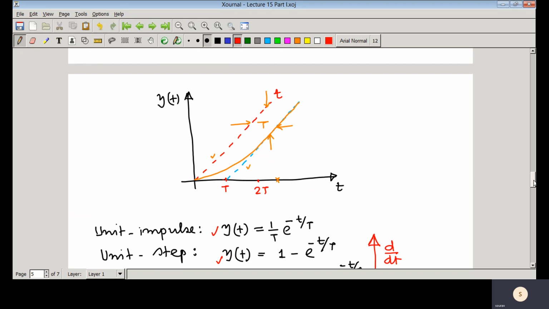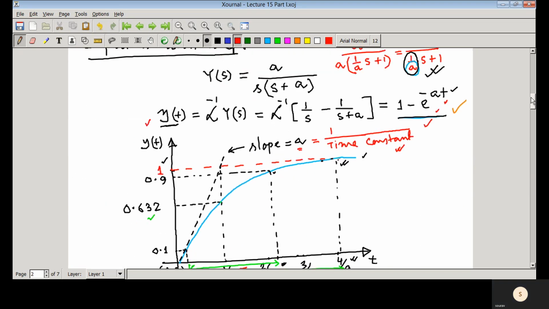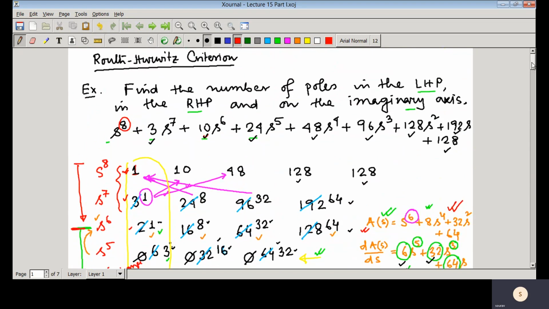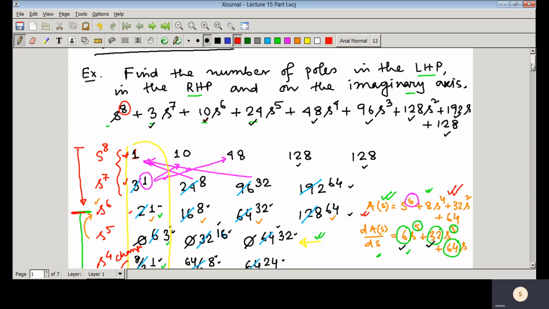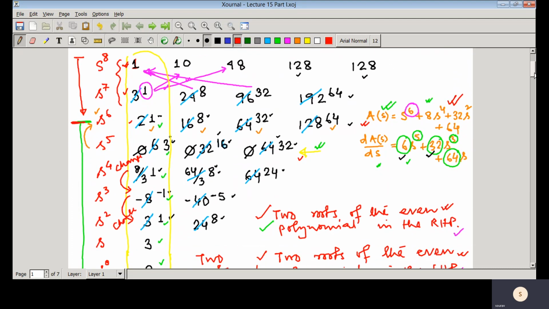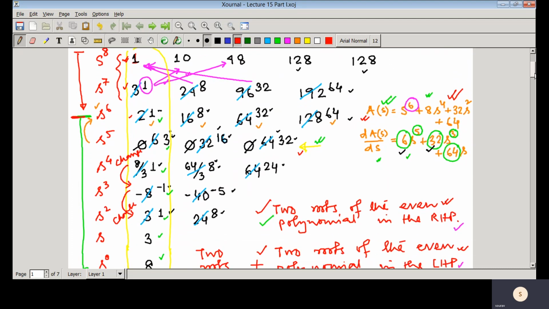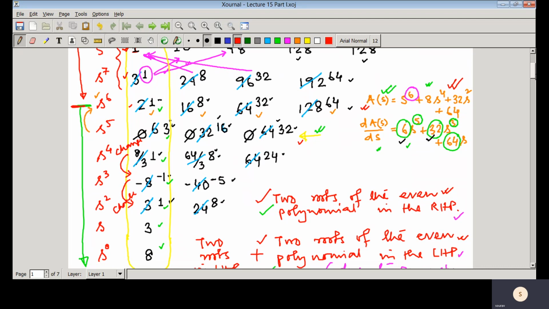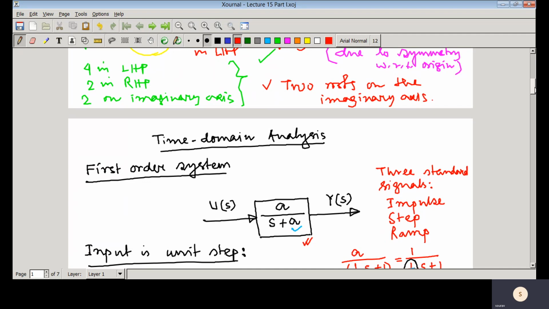And what we have discussed today in this particular part, we have solved one problem on Routh-Hurwitz criteria, and in this particular problem we have seen that same situation appears, that is all the elements in that row become 0, and then we have taken the auxiliary polynomial and applied the property of even polynomials. That means all roots are symmetric with respect to origin. And then we have started time domain analysis.